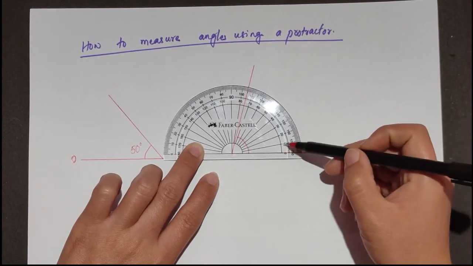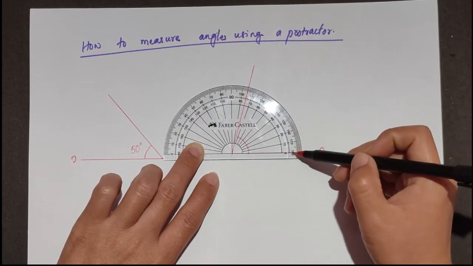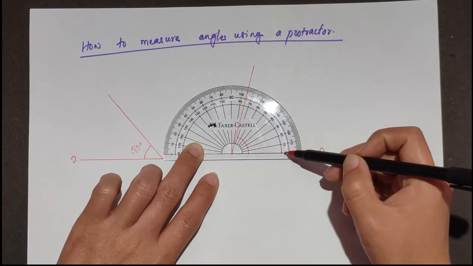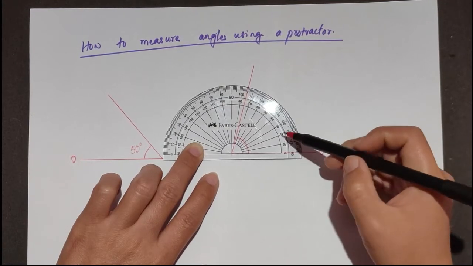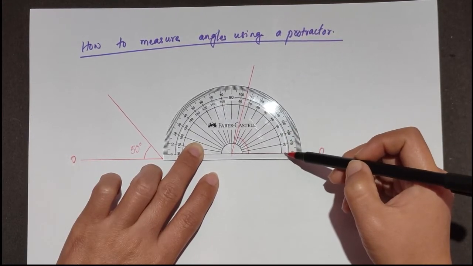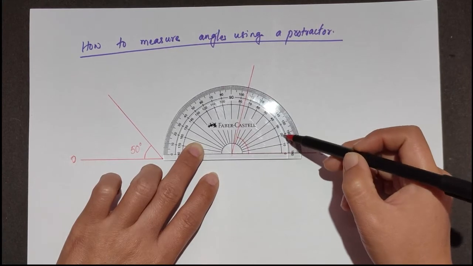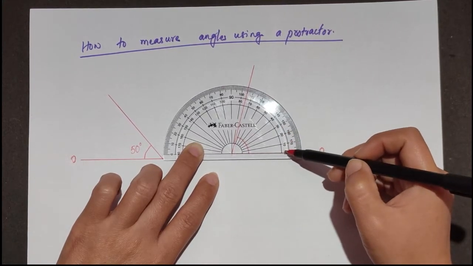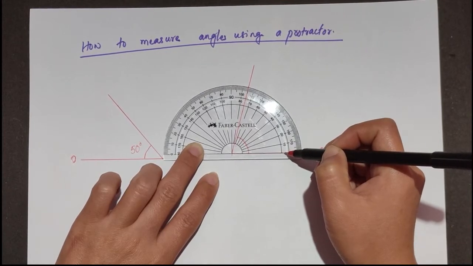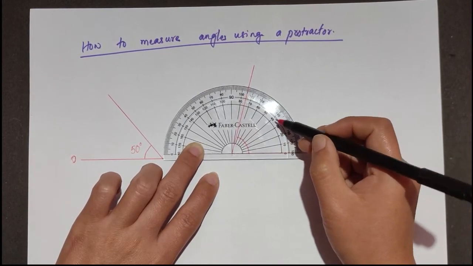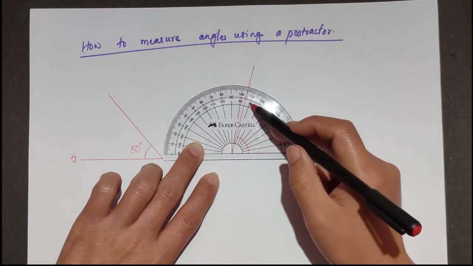So here we have two scales, the inner scale and the outer scale. Now when we look at this outer scale, we start from here as 180, so we're not going to take this one. Here your inner scale starts from 0, right? Since we have taken this line as 0, we're going to count from 0. So we're going to use this inner scale this time. This inner scale starts from 0. So 0, 10, 20, 30, 40, 50, 60, 70.